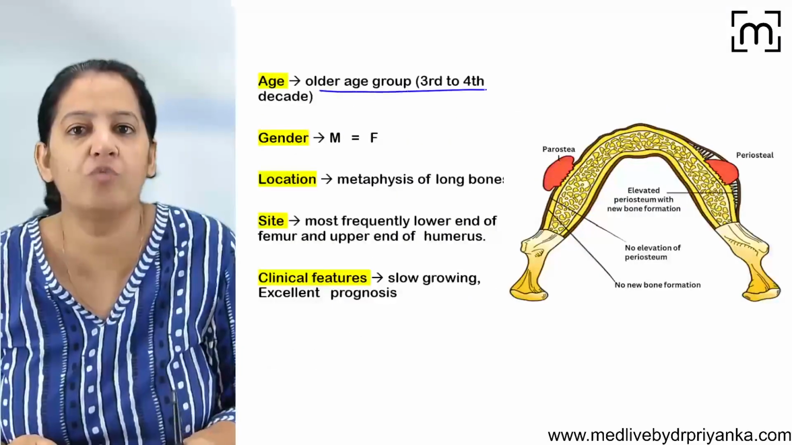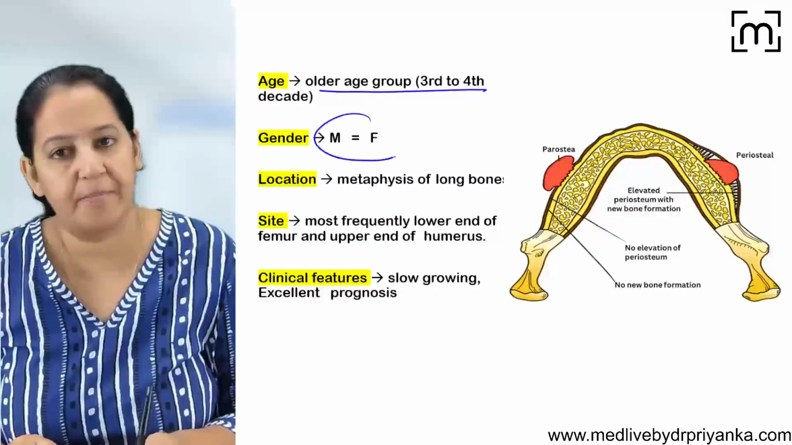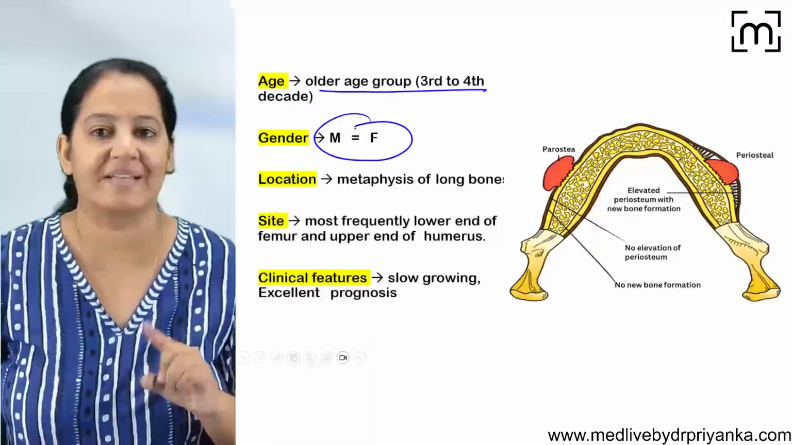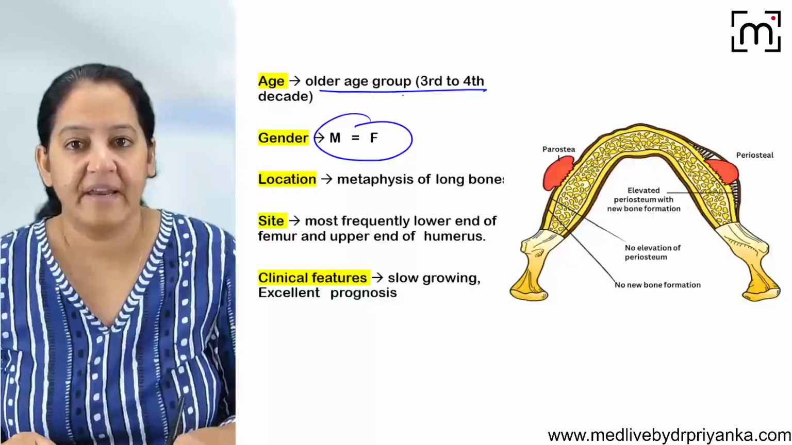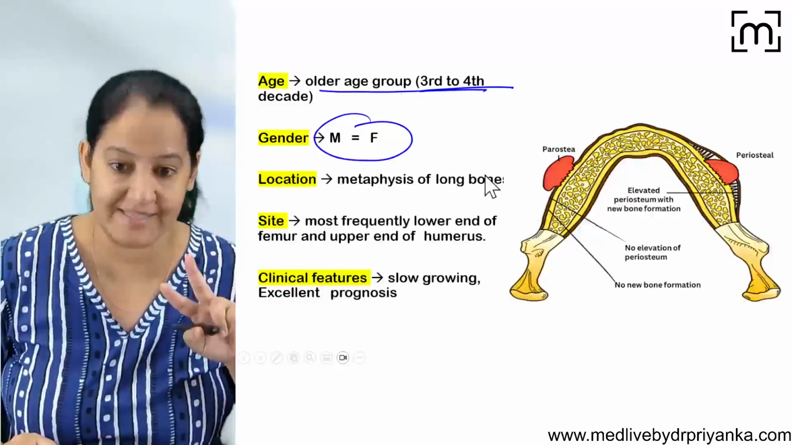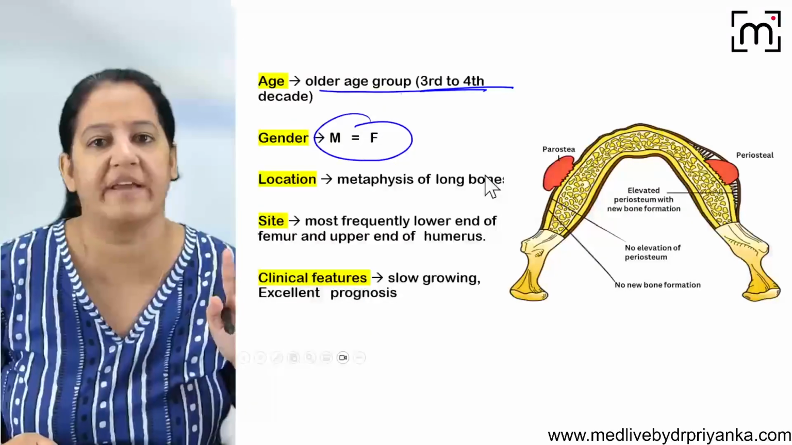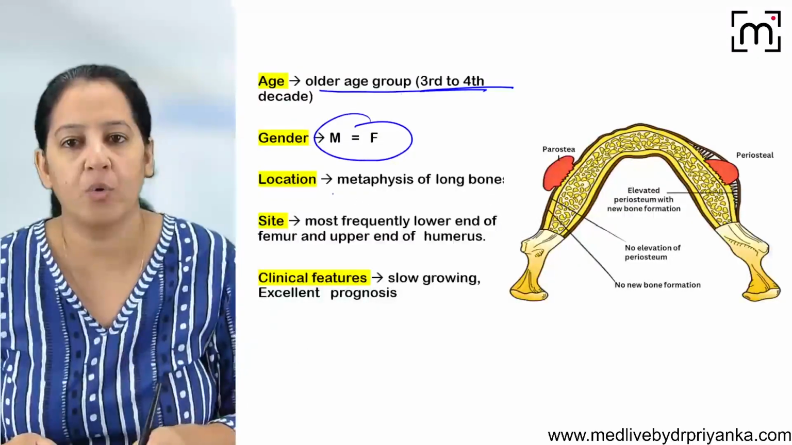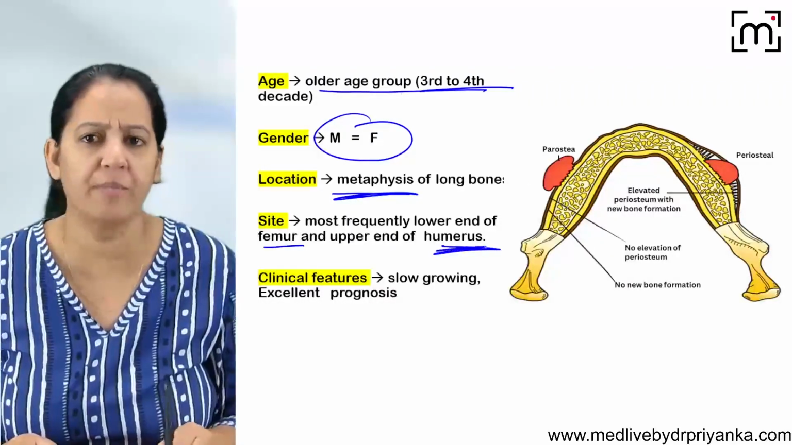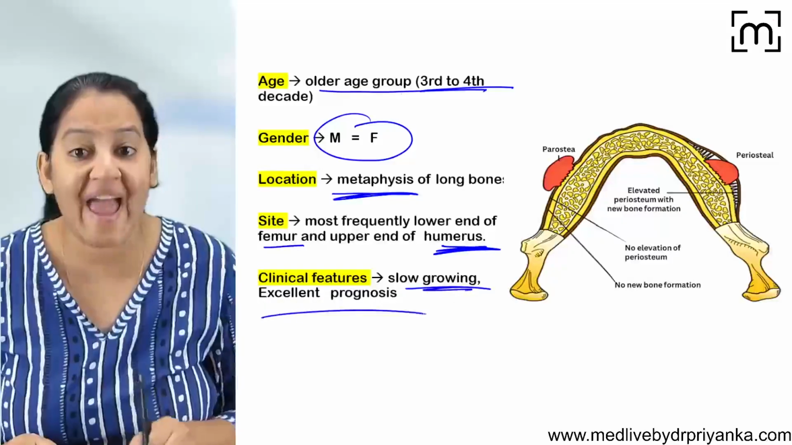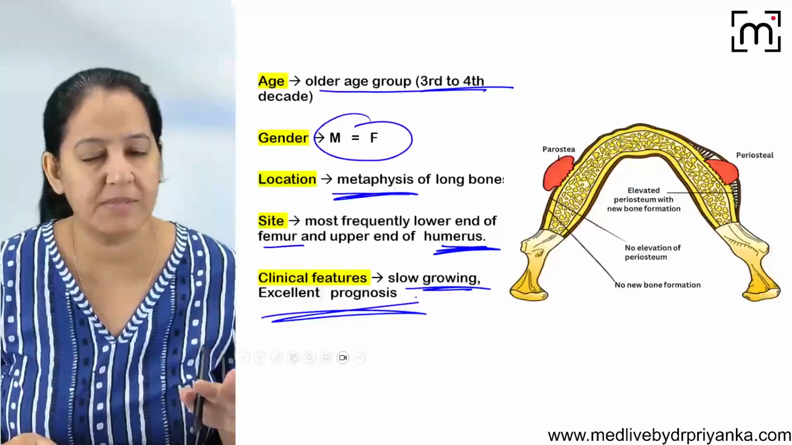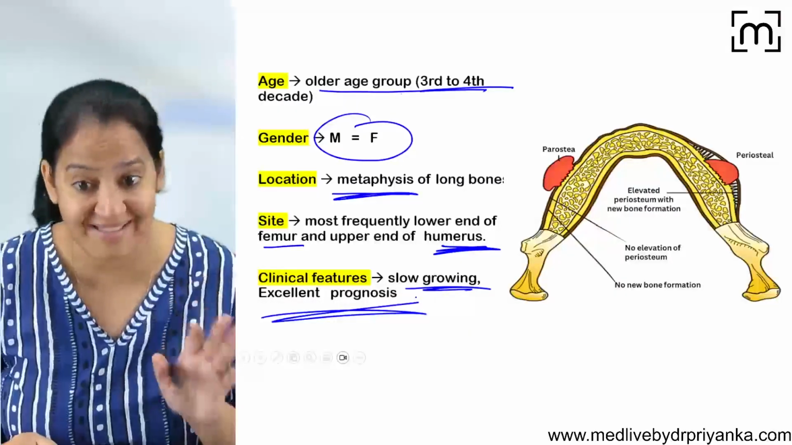It occurs in the 3rd to 4th decade of life. There is no gender predilection, in contrast to central osteosarcoma, which was more common in male as compared to female. And it occurs in older age, 30 to 40 years, in contrast again to central osteosarcoma, which occurs as a bimodal distribution. Location, it occurs at the metaphysis of the bone. Site, most frequently femur or humerus. And it is slow growing with an excellent prognosis, in contrast to the central one, which is very fast growing with a worse prognosis.